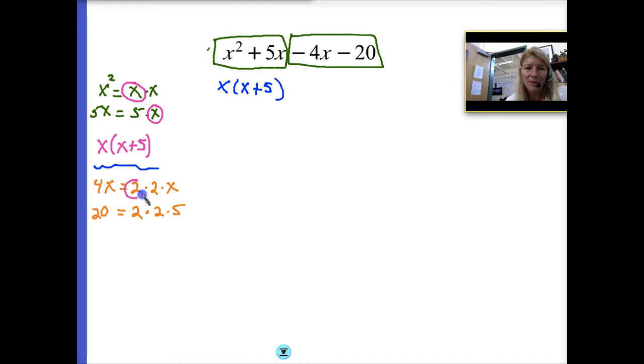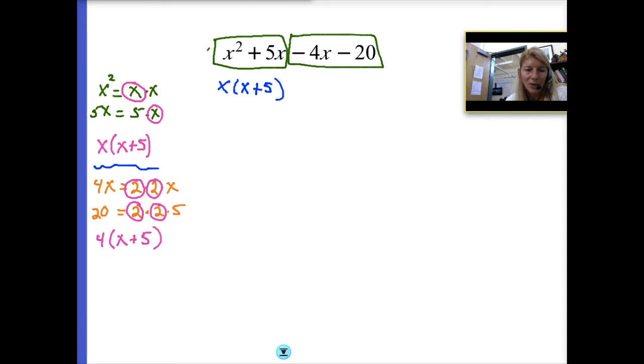So circling the common things, I've got 1, 2 here, 1, 2 there. I've got another 2 here and another 2 here. So if I write what's left, well, first let's write my greatest common factor. So my greatest common factor is I have 2 2's in common. So 2 times 2 is 4. And then if I write what's left in the first term, it's x. And what's left in the second term is just 5.